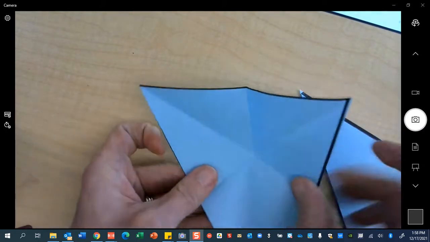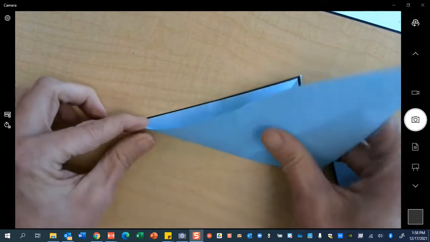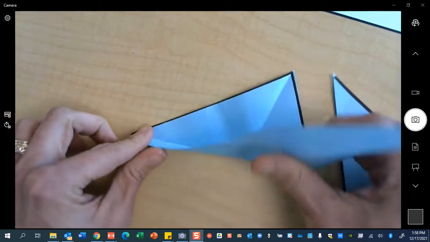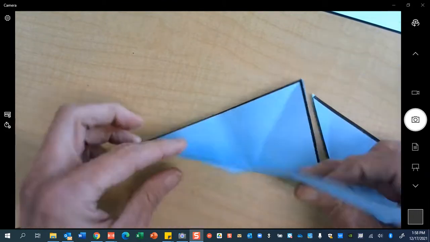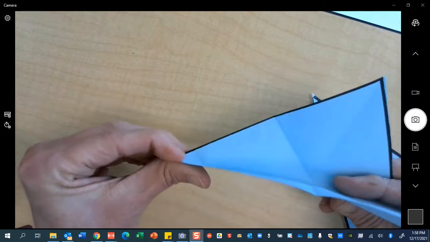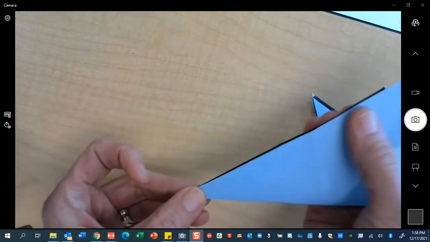Rotate the triangle, and you're holding on to the vertex and folding the triangle so that your sides match up. So if you're having a hard time, think about pinching this angle and folding it in half.